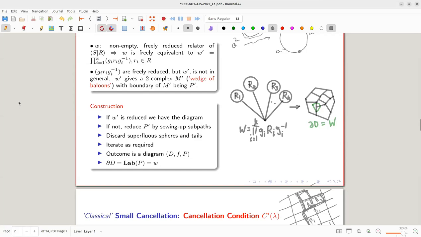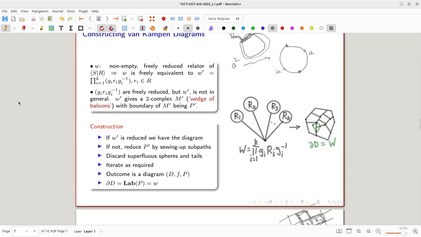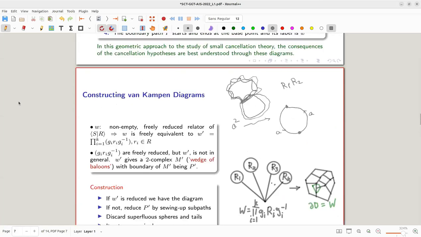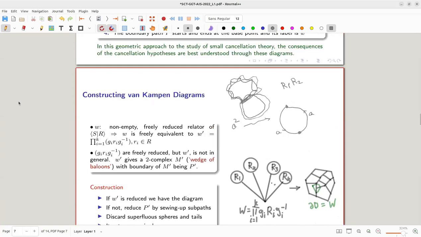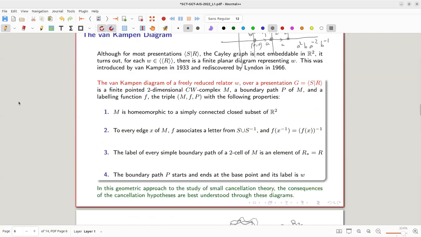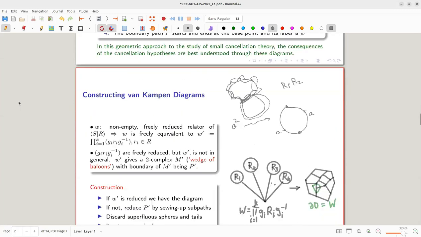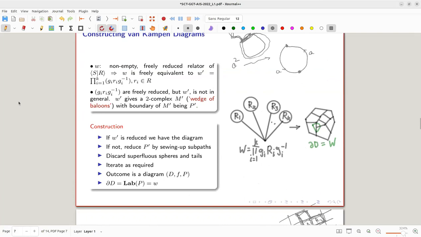So what we are saying here is, if omega is an element from that normal subgroup, then omega prime is something which it is freely equivalent to. And if that freely equivalent thing is already reduced, something like this, then we don't have to do anything. So then it itself is a diagram satisfying all these properties you can observe. If it is not, then we will reduce it by what we were doing essentially.